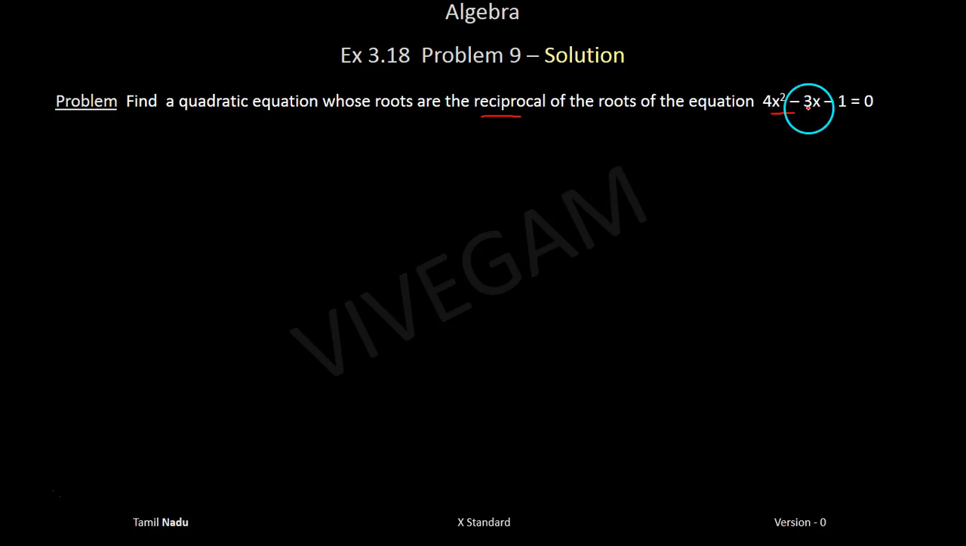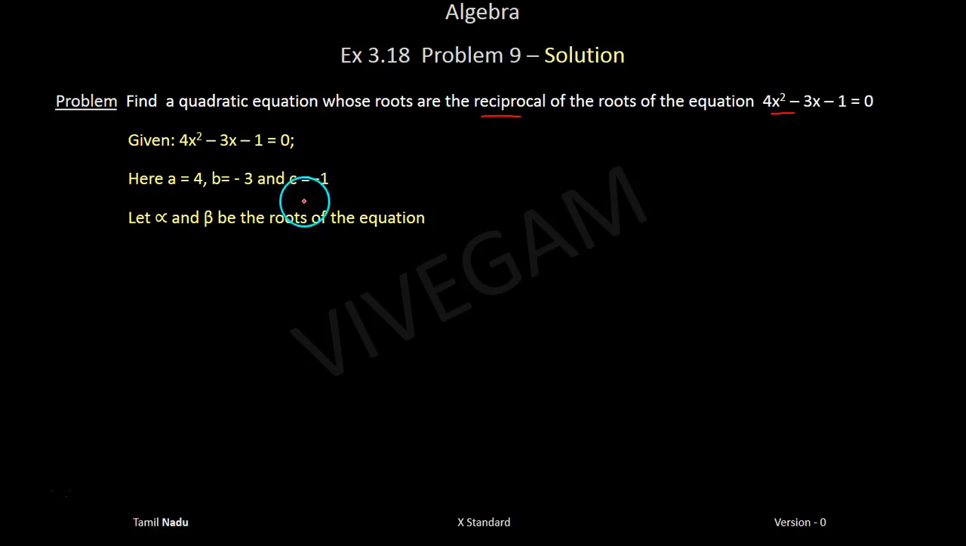We will have to find alpha plus beta and alpha beta from this equation and use those values to calculate the sum and the product of the new roots. Now in this equation, the coefficient of x² is a, and that is 4. The coefficient of x is b, and b is −3, and the constant is c, which is −1. So the sum of the roots, alpha plus beta, is −b/a, that is −(−3)/4, which is 3/4, and the product of the roots, alpha beta, is −1/4.